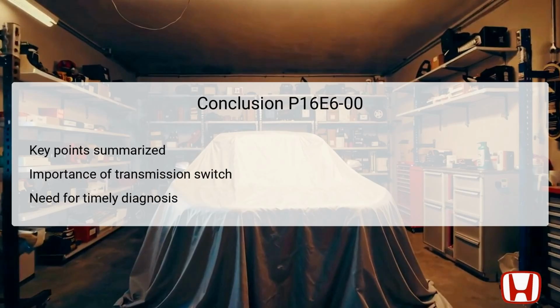In conclusion, this presentation has explored the DTC P16E6-00 and its implications for the Honda CR-V 2023+. The importance of the transmission range switch and its critical role in ensuring effective communication with the PCM cannot be overstated. Identifying symptoms like starting issues and unusual gear shifts is pivotal for timely diagnosis and repair.